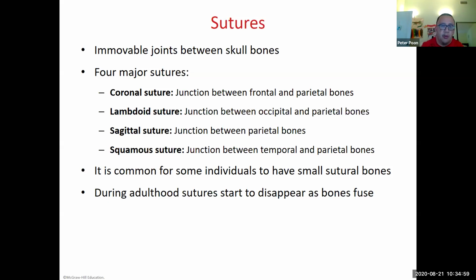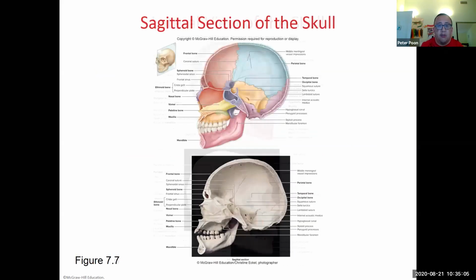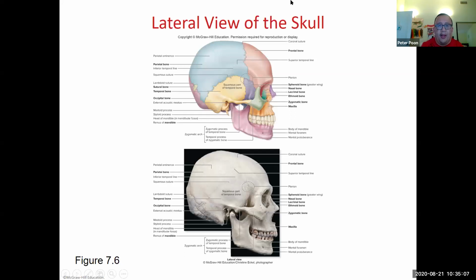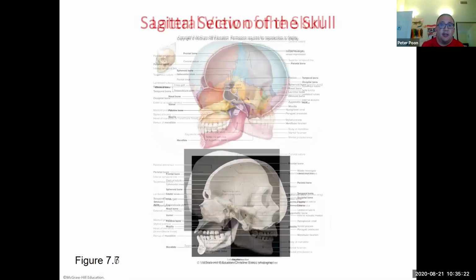So the small sutural bones, those small sutural bones are that little green bone in the middle. It's just where the two sutures don't fit well together. You'll see it. Some people have them, some people don't. And they're much smaller, they're overrepresented in size over there.